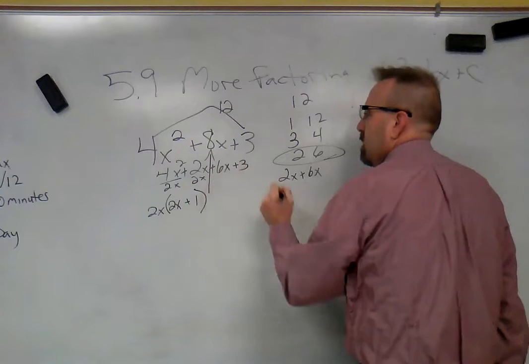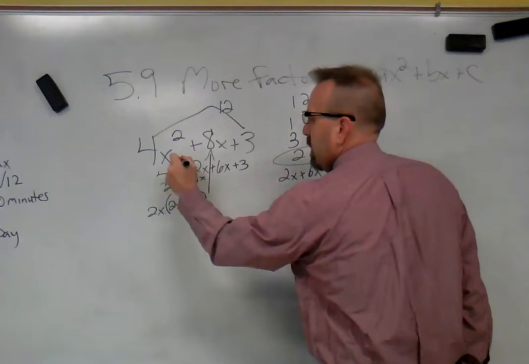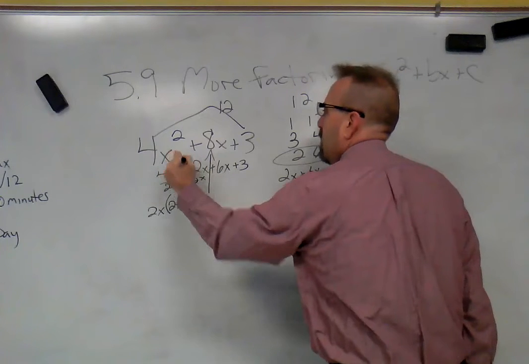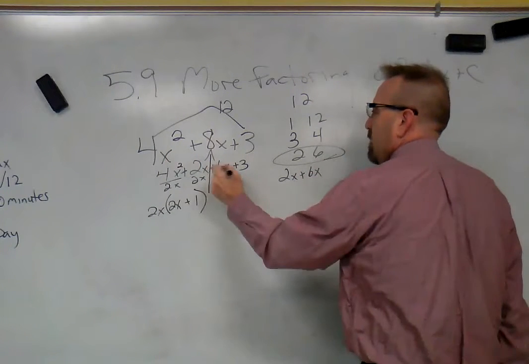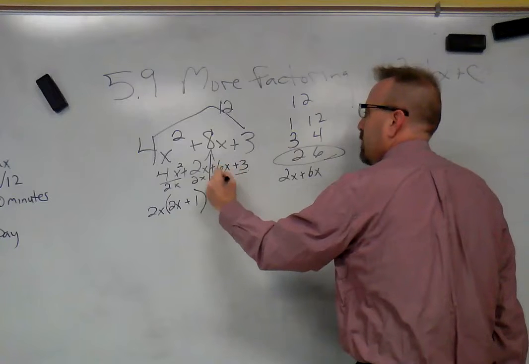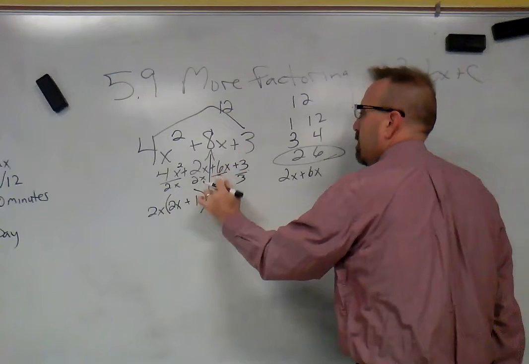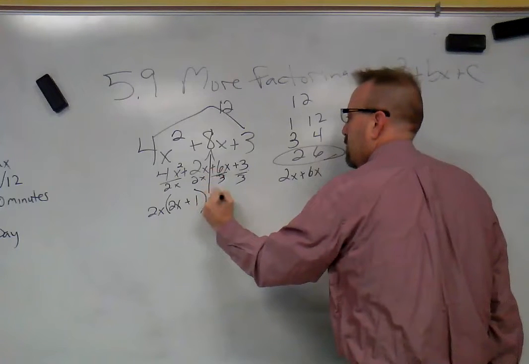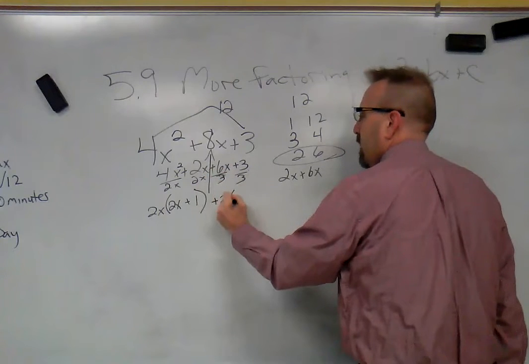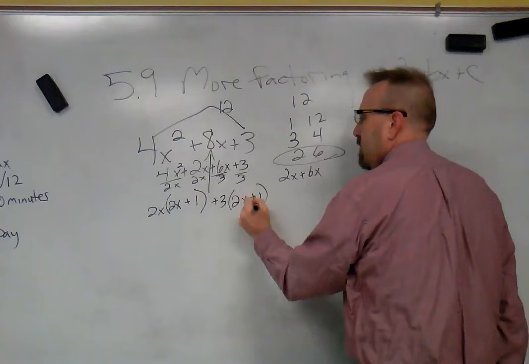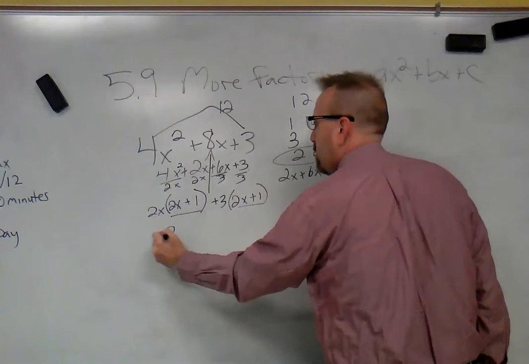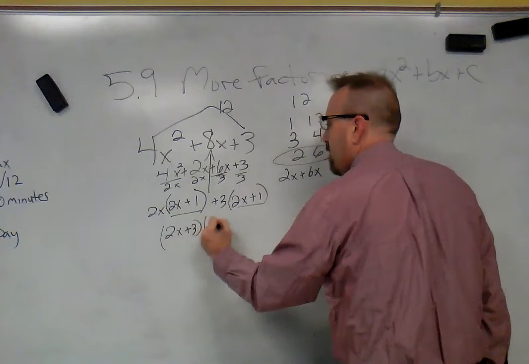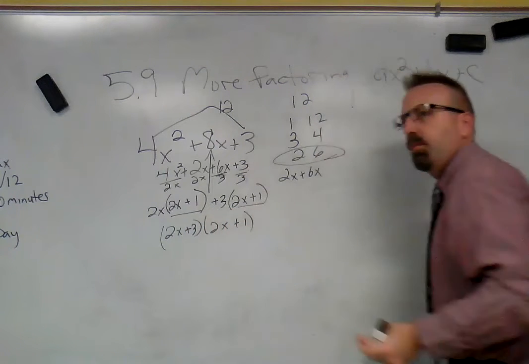The first one was just 1. Oh wait, it was squared. I thought it was only 1. Sorry. All right, a little clearer. There we go. So now these two have 3 common. So plus 3, and then this gives us 2x plus 1. These are the same, which is exactly what we want. So we have 2x plus 3 and 2x plus 1.